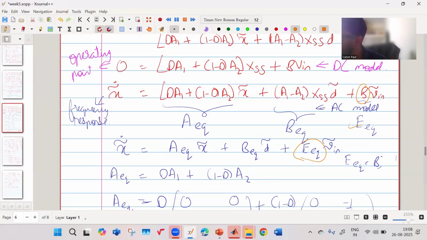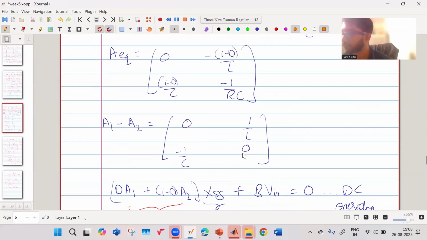That's because in a boost converter, your input is always connected. That is why it is actually given by the input matrix only. But this will not be the same for a buck converter or for a non-inverting buck-boost also.